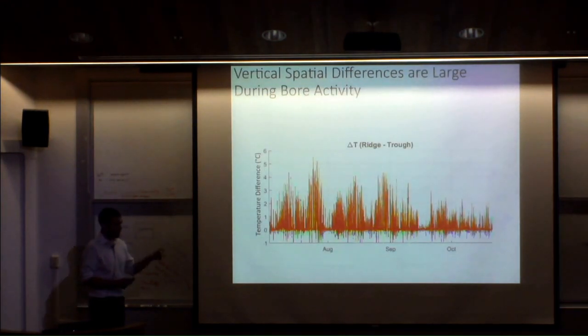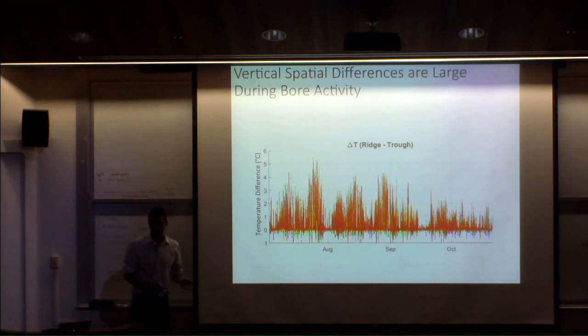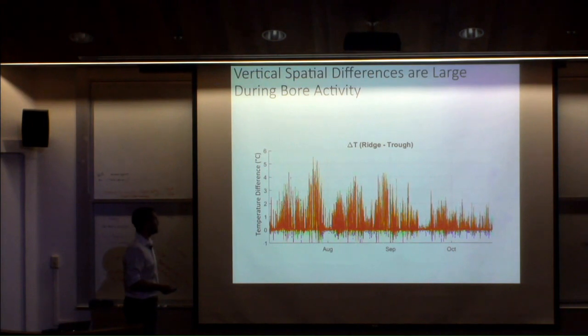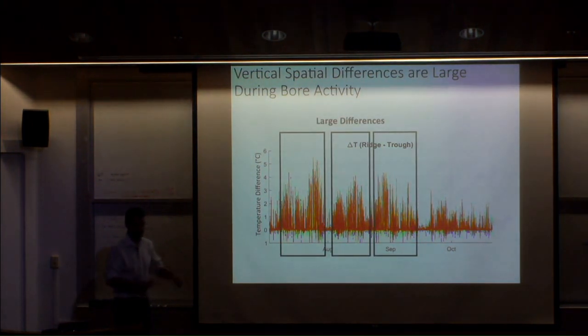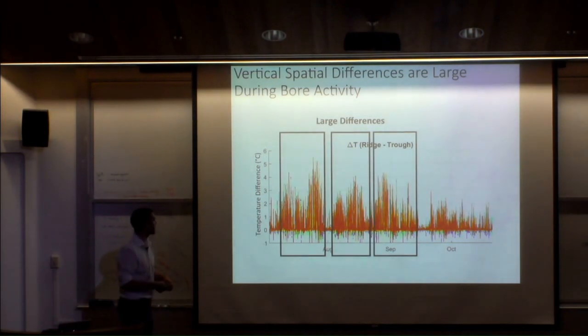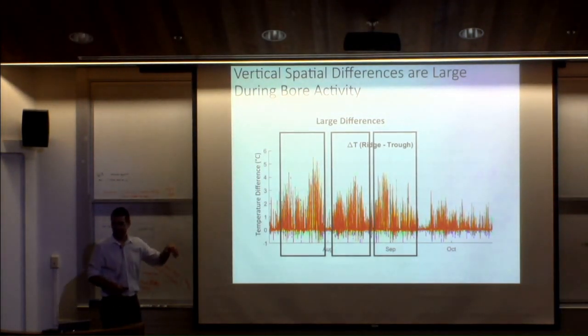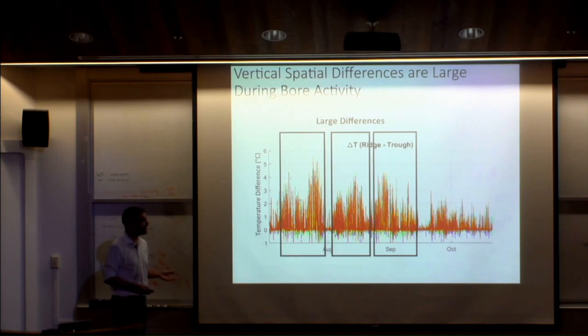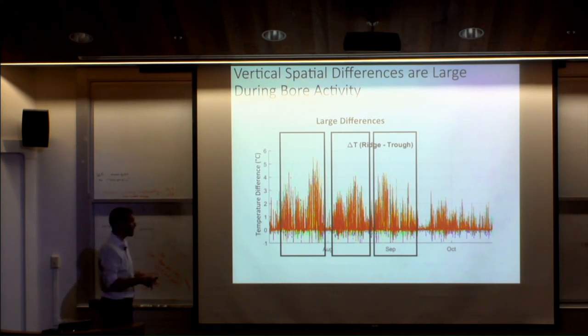If we look at the vertical temperature differences across all of our sites, so this is just a time series of all of those vertical differences, the trough sensors minus the ridge sensors temperature. During these periods where we had lots of internal bore activity, we see some huge spikes in temperature difference at that small spatial scale. And I think I forgot to tell you earlier that the rocks in this area of the reef are 1 to 2.5 meters tall. So the spatial scale creating these large vertical differences in temperature is within 1 to 2.5 meters.